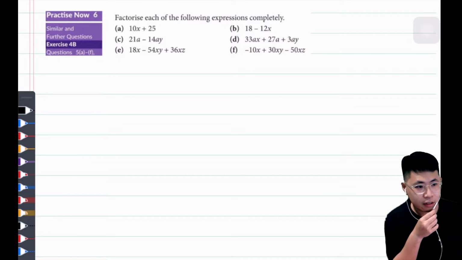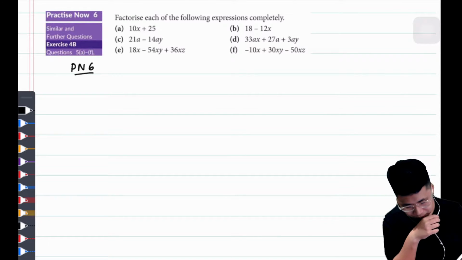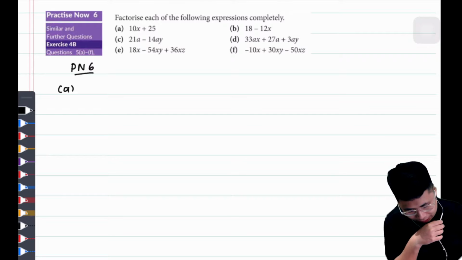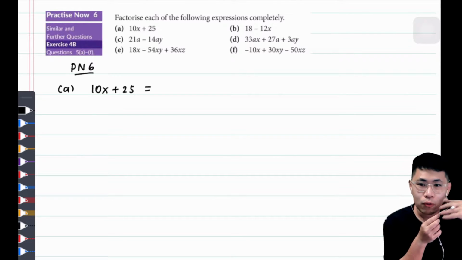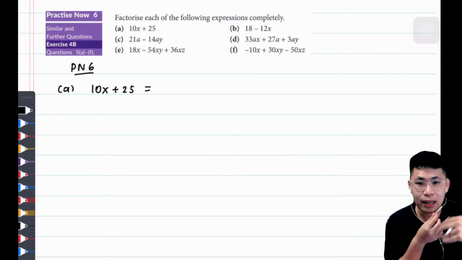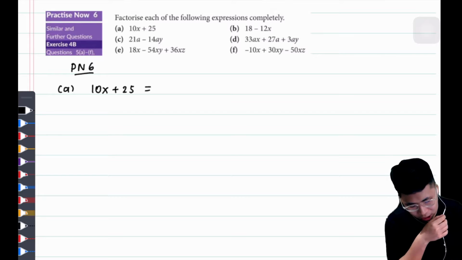All right, let's take a look at our Practice Now 6, and let us try some questions. From the example, for part A, we have 10x plus 25, and we're going to find groups of them. Currently what we need to think is which number can divide 10 and 25, the common number that can divide both of these. We can actually divide this by 5.